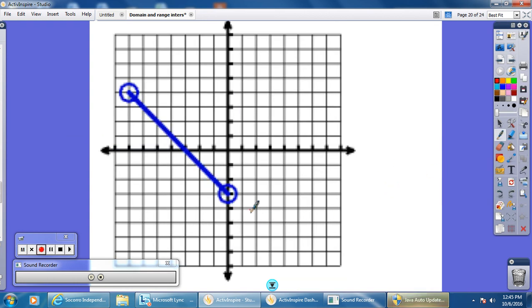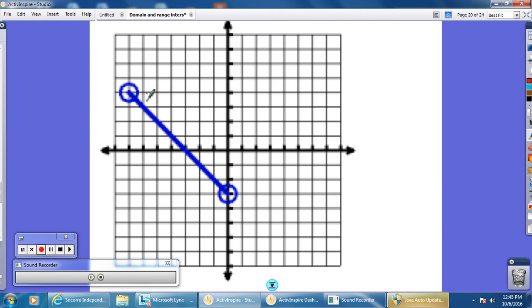I'm going to let you guys do this one. It's not inclusive, not inclusive. Domain from the left all the way to the right. Range from the bottom all the way to the top. So you got it.